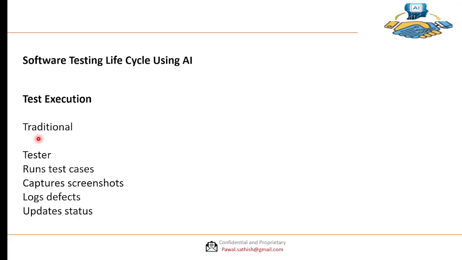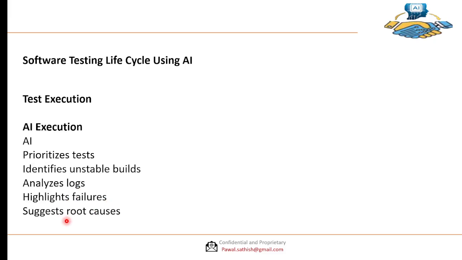Then next, we can also use AI in test execution. If we are not using AI in test execution, as a QA we need to run the test cases manually. We need to capture the screenshot, log the defects, and update the status. But using AI, AI prioritizes the tests, identifies the unstable build, analyzes the logs, highlights the failures, and suggests the root causes.